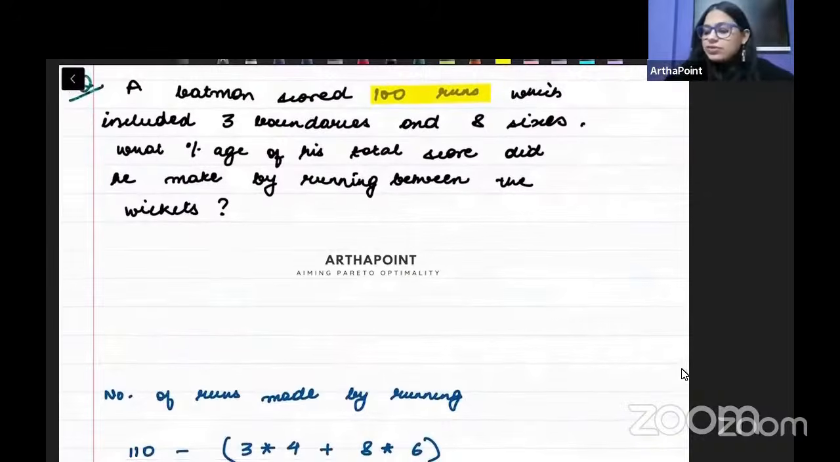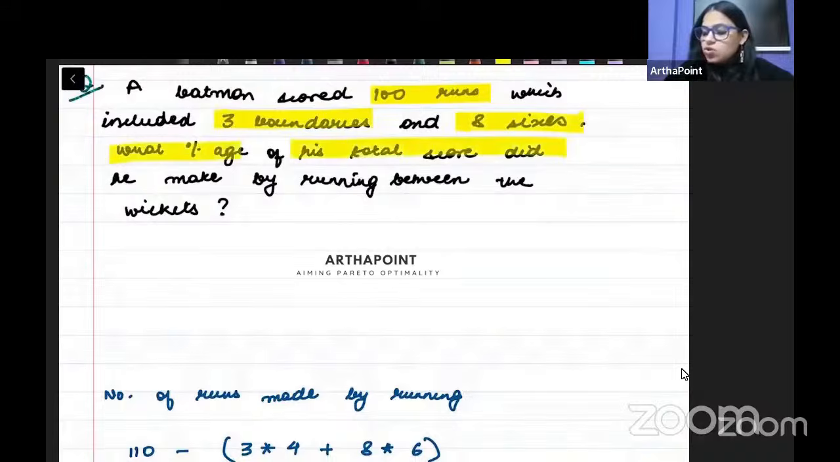A batsman scored 100 runs, which included 3 boundaries and 8 sixes. What percentage of his total score did he make by running the run in between the wicket?